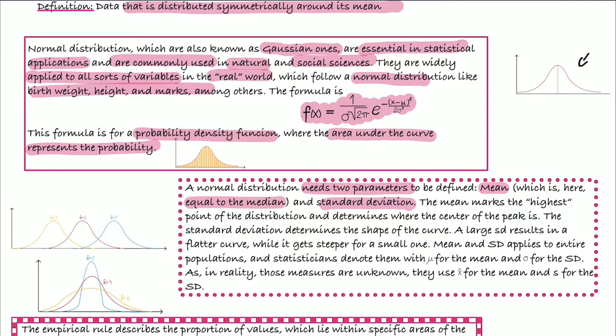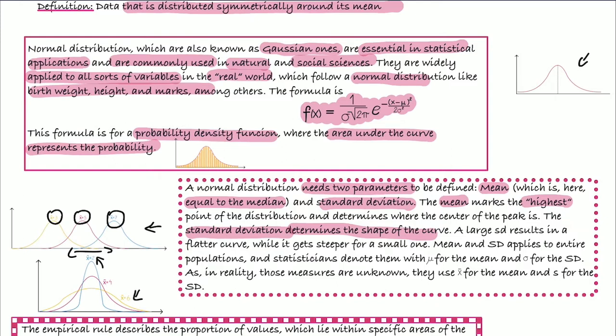Now, the mean marks, let's say, the highest point of the distribution and determines where the center of the peak is. So if you vary the mean, the curve shifts along the x-axis. And the standard deviation is for the shape of the curve. If you have a large standard deviation, this results in a flatter curve, while it gets steeper for a small one.